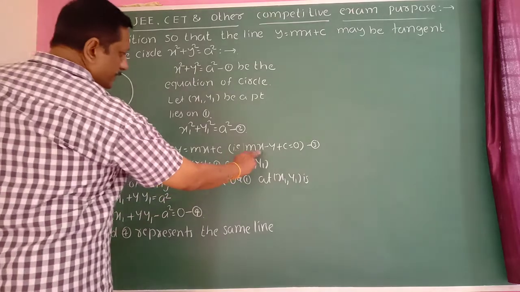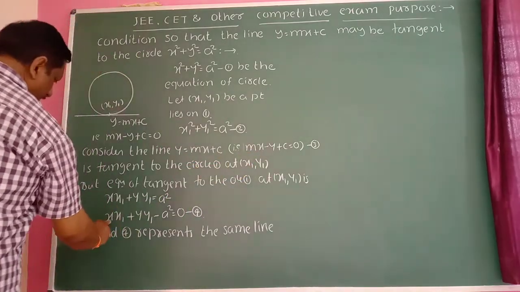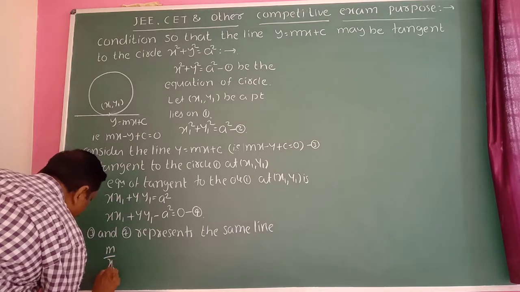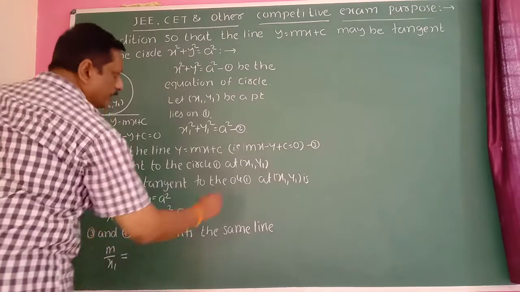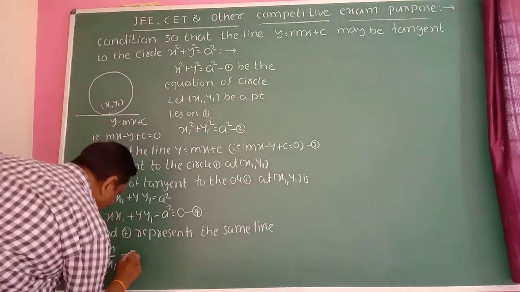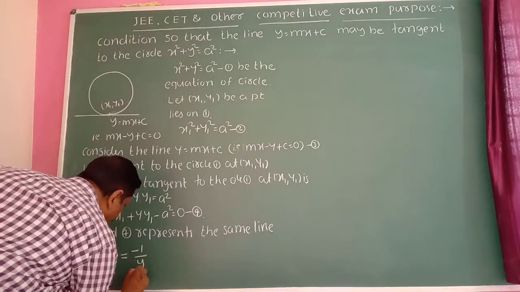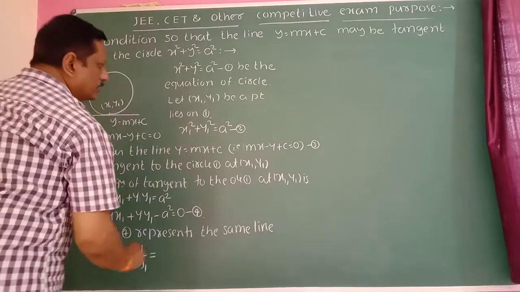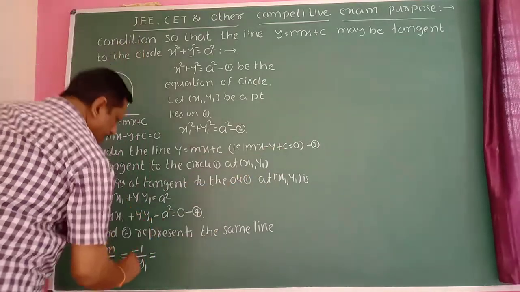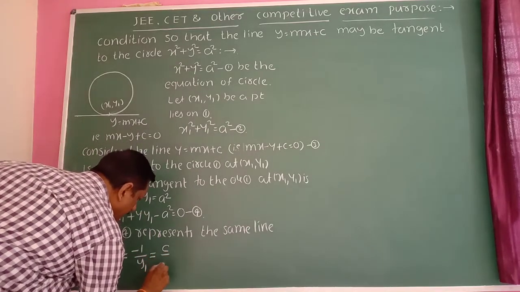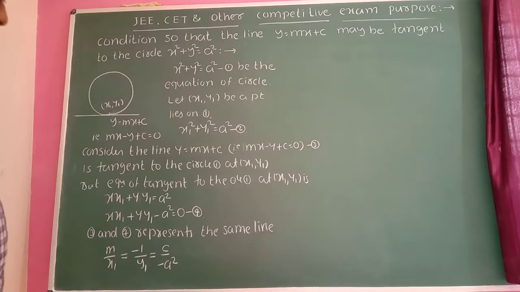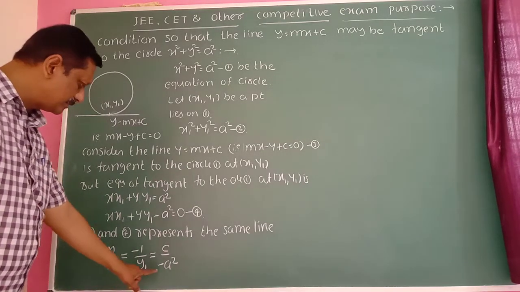The x coefficient is m in one and x1 in the other, so m divided by x1 is equal to the ratio of y coefficients, −1 divided by y1, which is equal to the ratio of constants, c divided by −a².